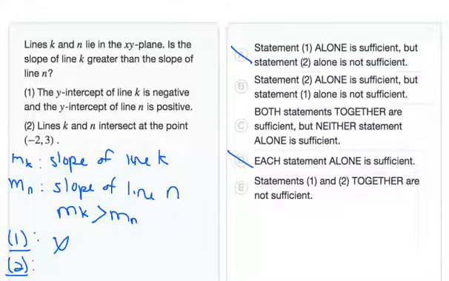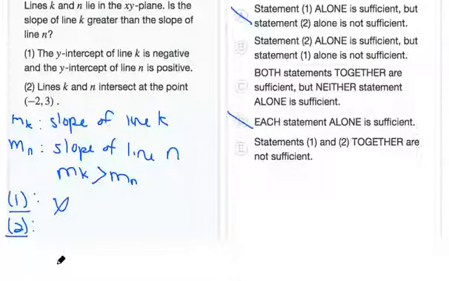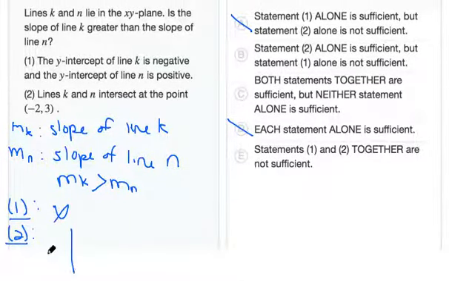For this statement, it's given that lines K and N intersect at the point (-2, 3). Lines containing this point can have any slope. If we think about an example, let's scroll down a little bit to draw a quick graph. Suppose lines K and N intersect at the point (-2, 3). We could have a line go this way with a negative slope, something that goes this way with a positive slope, or even a vertical line.